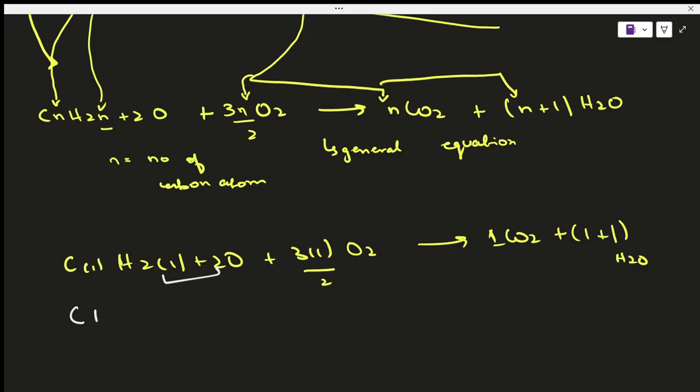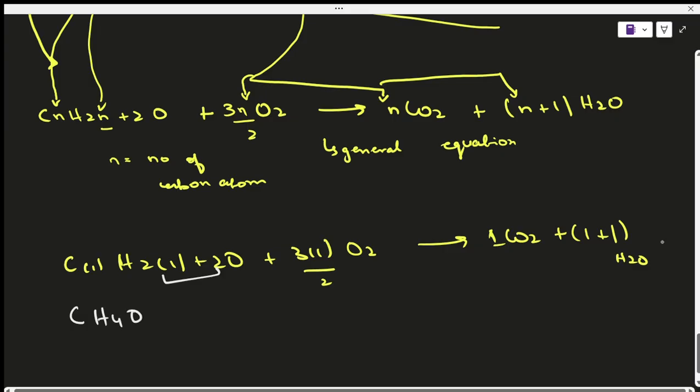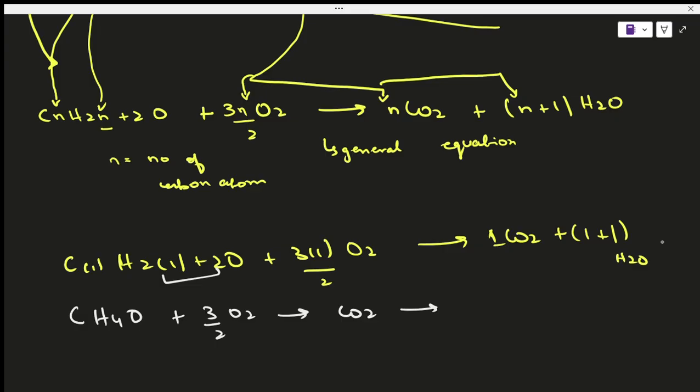So this is CH4O plus 3/2 O2 gives CO2, because you can write 1 in the same manner, and you can have 2H2O. Okay, so this is now your balanced equation.